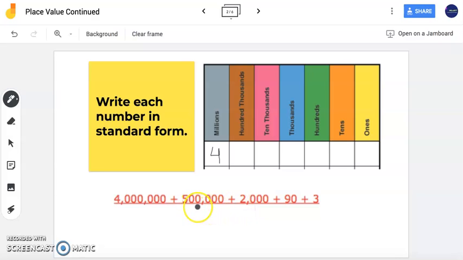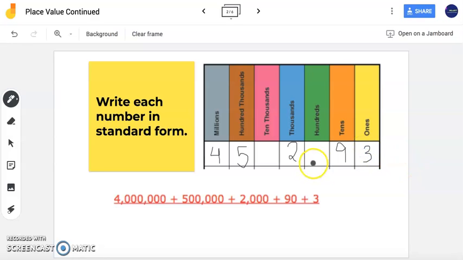Now I have 500,000. So that means I'm in the hundred thousands place. I need to find out where is my hundred thousands place located, and I'm going to place a digit 5 there because the value is 500,000. Then I have 2,000. So now I need to find the thousands place, and the digit in my thousands place is a 2. Now I have 90. So that's telling me I need to look in my tens place because we're counting by tens. Now the digit in my tens place is a 9. And now the digit in my ones place is just a 3.